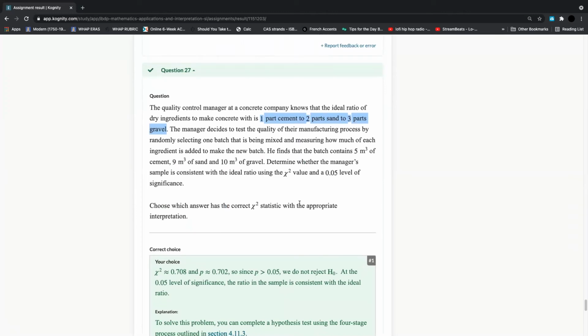Okay, not 5 times 1/6. Okay, so observed values, starting over: 5 cement, 9 sand, 10 gravel. So then you want to focus on these parts, and then write the fractions in regards to the total. So for cement, it would be 1/6. For sand, it would be 2/6. And then for gravel, it would be 3/6.